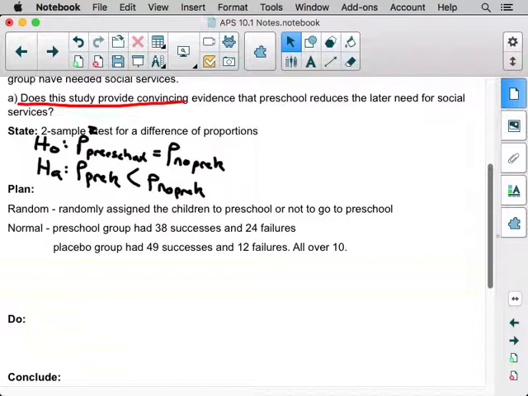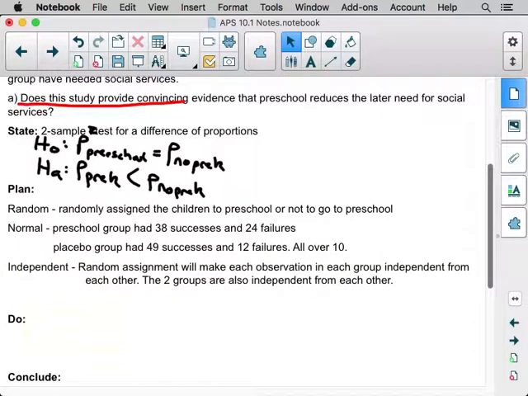All right, now here's the little trick also. If we're not sampling, do we use the 10% condition here? Now, how do we justify independence if we're not using that 10% condition from sampling? There we go. We're going to say the random assignment is going to help create independence amongst our individuals, and then it also makes sense that the two groups should be independent from each other as well.